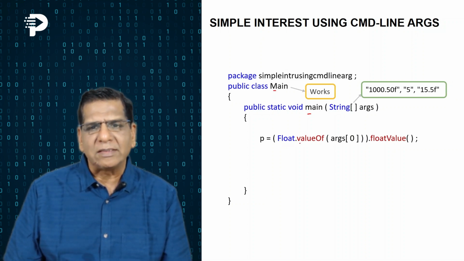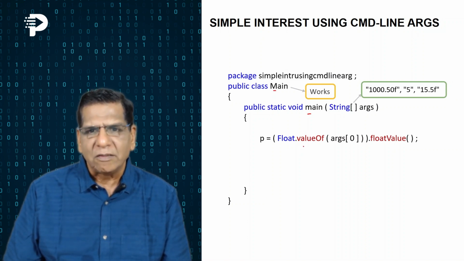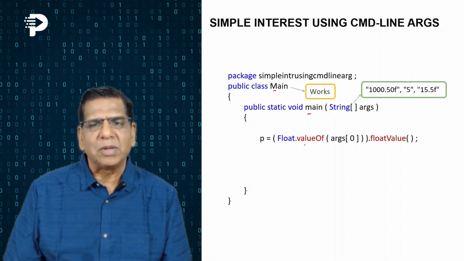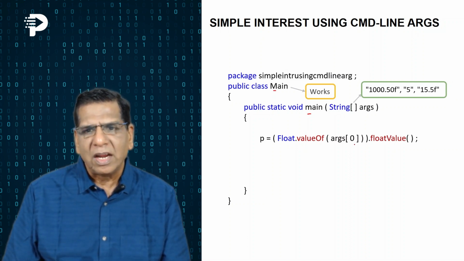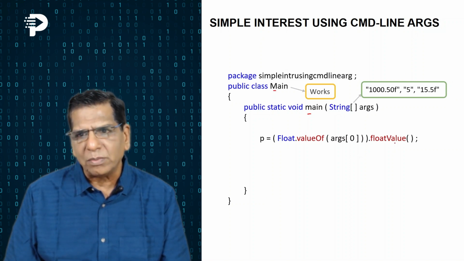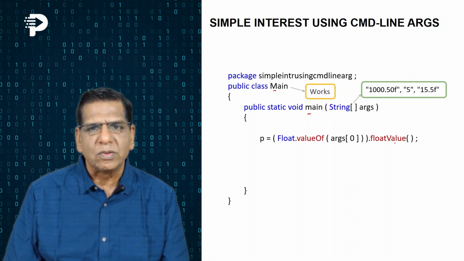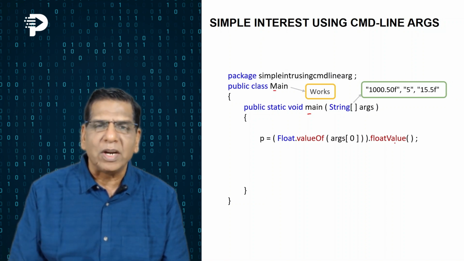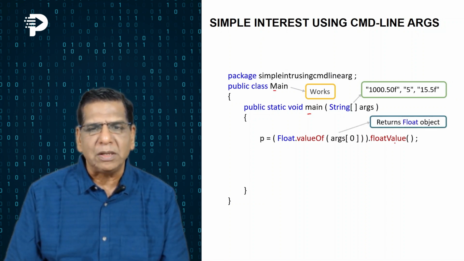That Float class has got a static method called valueOf. Method means function. Within this class Float, there is a static method called valueOf. I am calling it and passing to it args[0], meaning 1000.50. This is what is being passed to args[0]. Once it has been passed, what it returns is a Float object. This valueOf function returns a Float object. And then using that object, I am calling a function called floatValue. The resultant floating point number would be stored in the variable p.